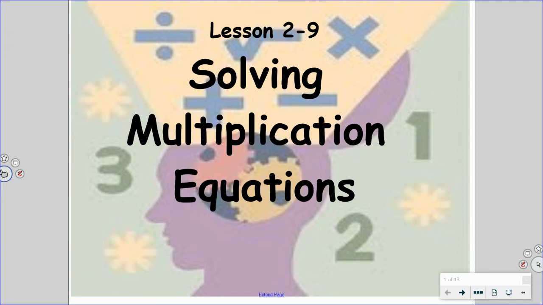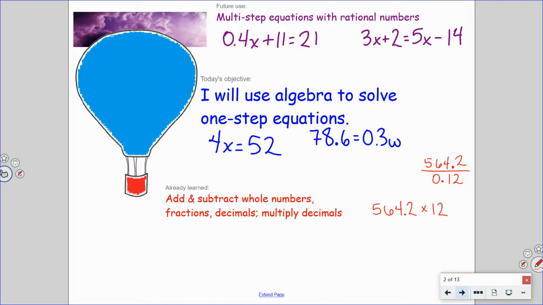Gentlemen, Mr. Callen here to help you with lesson 2-9, solving multiplication equations. And I want you to realize where we've been, where we are now, and where we're going. We have been computing products and quotients of whole numbers and decimals, all in the sake of helping us with some algebra. Now we're going to have some multiplication equations, and that's our goal for today. I will use algebra to solve one-step equations.